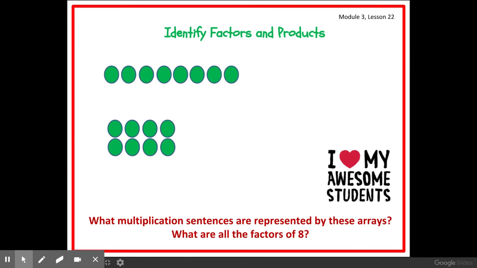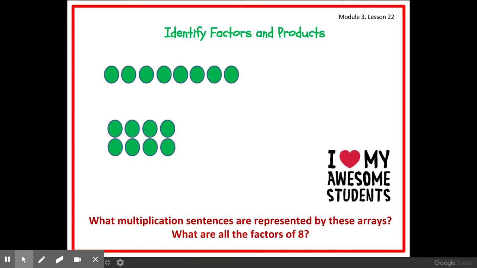We're going to take a look at these two arrays, and we are going to write a multiplication sentence for each of them. So I feel like you guys have a pretty good understanding of arrays and how arrays are represented through multiplication sentences. So I want you to look at my screen, press pause. I want you to write down both multiplication sentences that go with each array and press play to check.